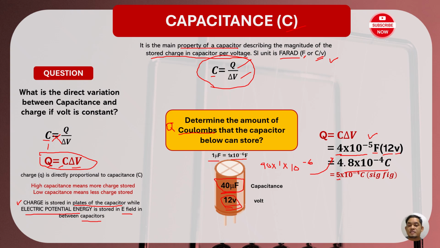So 1.5 is 5 times 10 raised to negative 4. It's one sig fig. So this is going to be the answer if sig fig is applied.